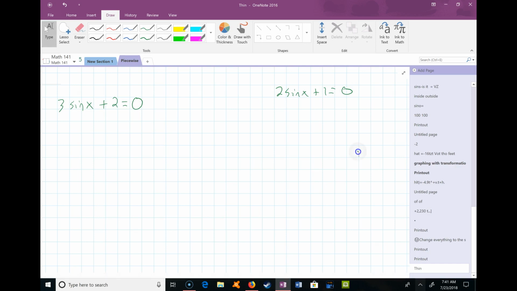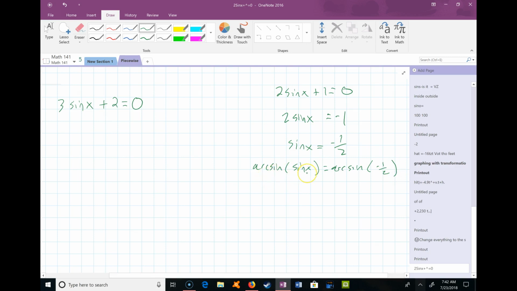You would subtract 1 from both sides and you get 2 sine x is equal to negative 1. And then you divide both sides by 2 and you get sine x is equal to negative 1/2. And then at this point, you'd want to take arc sine of both sides because that's how you undo sine. So if I was to write it out explicitly, this is what it would look like: arc sine of sine x and arc sine of negative 1/2.